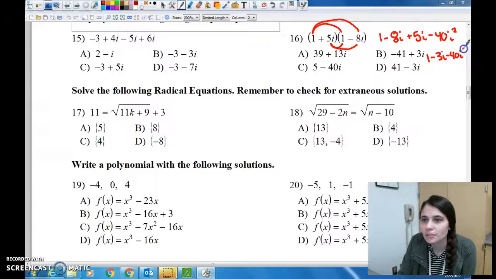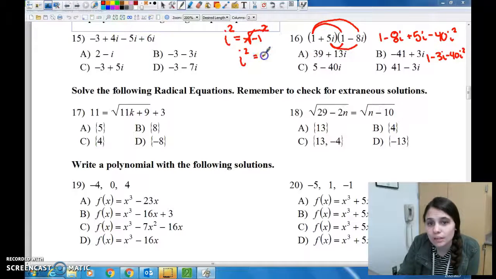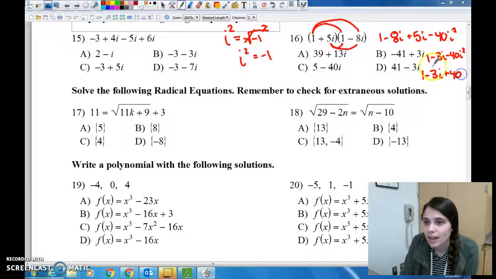And then hopefully you somewhat remember from when we learned about complex operations that because the definition of i is the square root of negative 1, if I were to square these, the square and the square root would cancel, and i squared is just equal to negative 1. So I can replace this i squared with a negative 1, so I have negative 40 times a negative 1, which is 40. So I have 1 minus 3i plus 40. And now I can combine these two because they're real numbers. So I have 41 minus 3i, which is letter D.